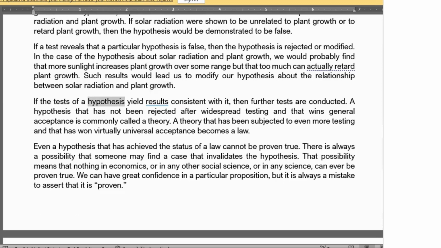If the tests of a hypothesis yield results consistent with it, then further tests are conducted. A hypothesis that has not been rejected after widespread testing and that wins general acceptance is commonly called a theory. A theory that has been subjected to even more testing and that has won virtually universal acceptance becomes a law.